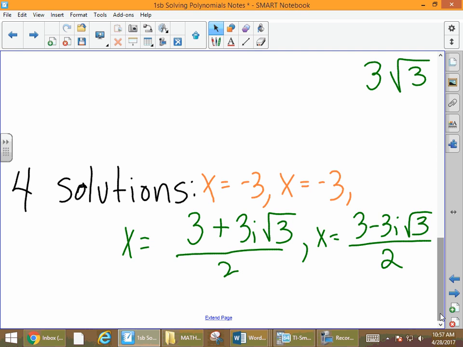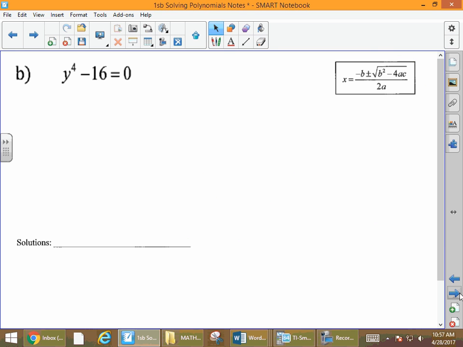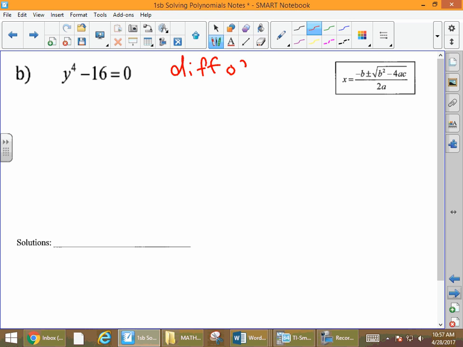As we switch over here to our last two examples, y to the fourth minus 16. Well, sometimes people look at this and they go, oh, I don't know what to do on this. But if we go back to the very beginning of what we started with, our first example was the difference of squares. And this one is still the difference of squares. And maybe we need the quadratic formula, and maybe we don't. But don't get confused by the y to the fourth.